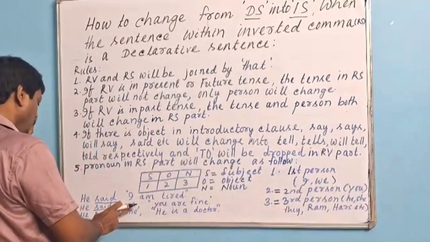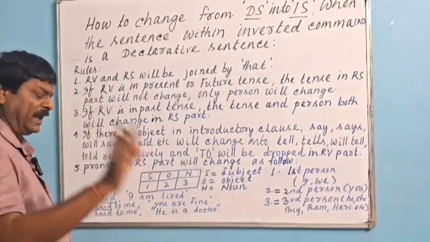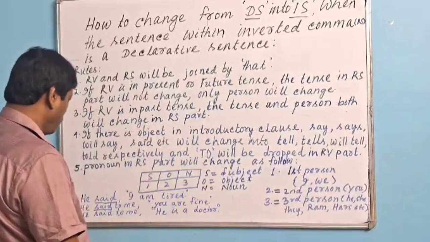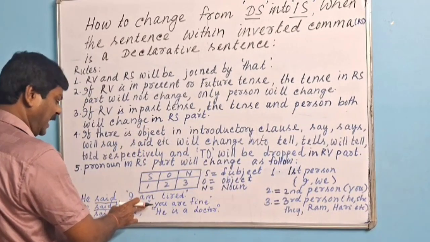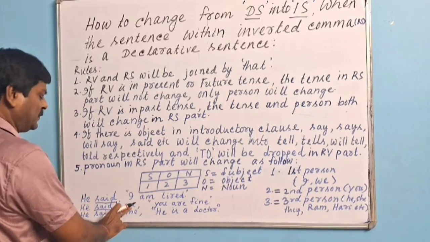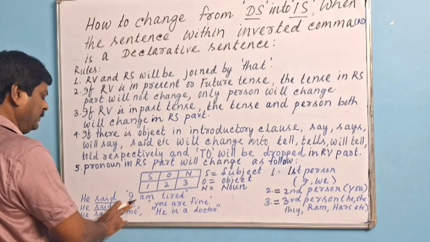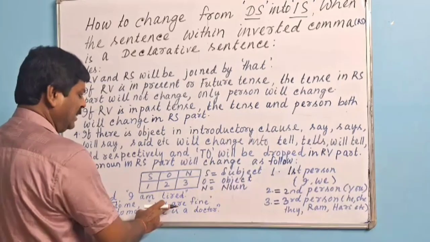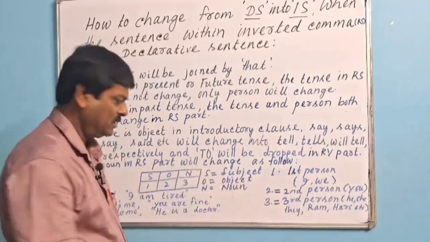So here, as the object is here, said will change into tell in an appropriate form. He told me, to will be dropped. He told me that, you will change according to the object I. You will be I. He told me that I was fine. Tense will also change.